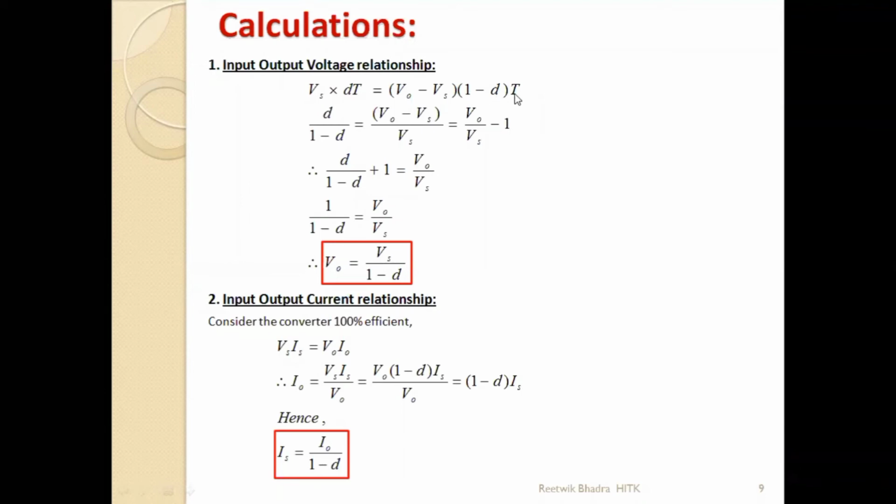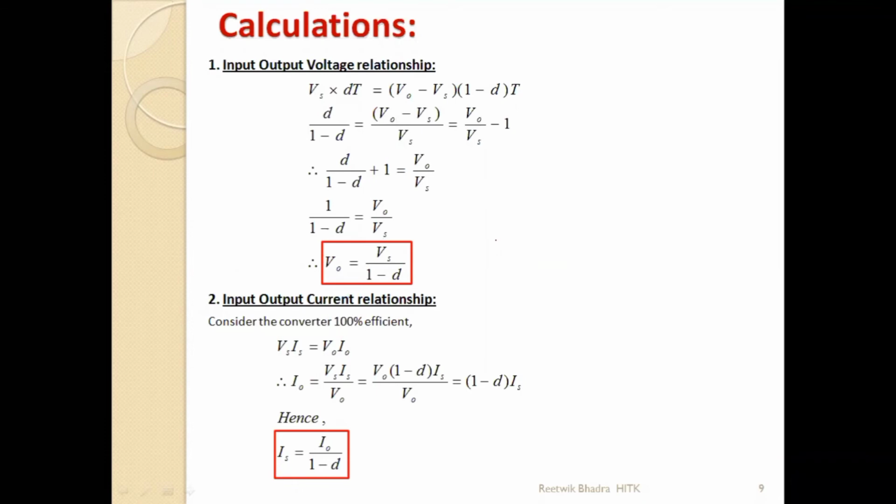So this T cancels out. D by 1 minus d, this 1 minus d is brought to this side, this Vs is brought to this side, so V naught minus Vs by Vs. So this first term comes V naught by Vs minus 1. This 1 brought to this side becomes plus 1. You do this calculation, what will you get? 1 by 1 minus d, so V naught by Vs. From here you get V naught is equal to Vs by 1 minus d.